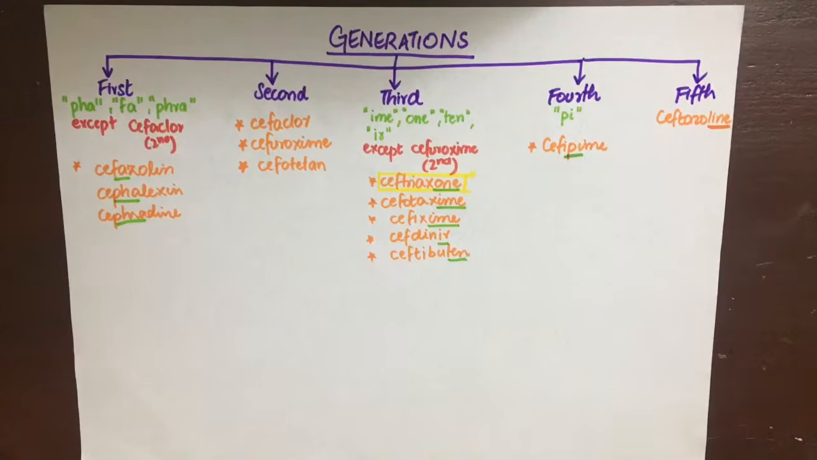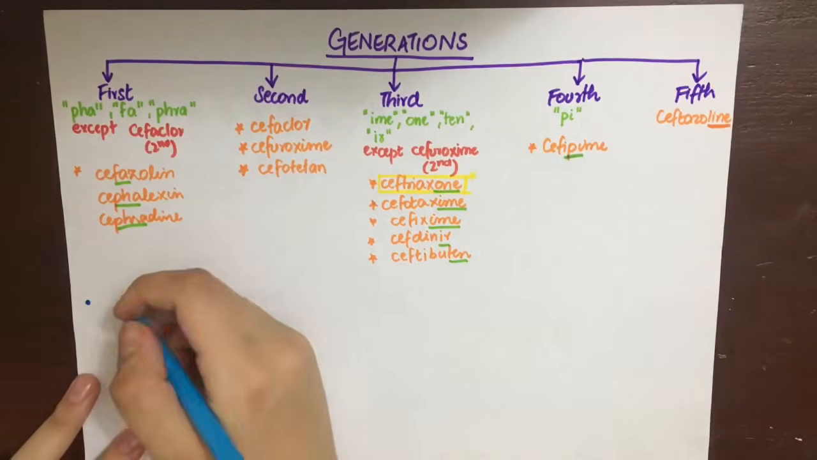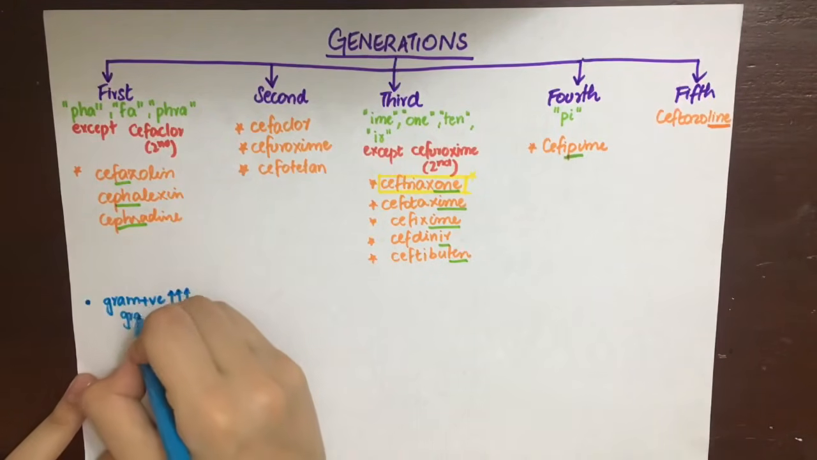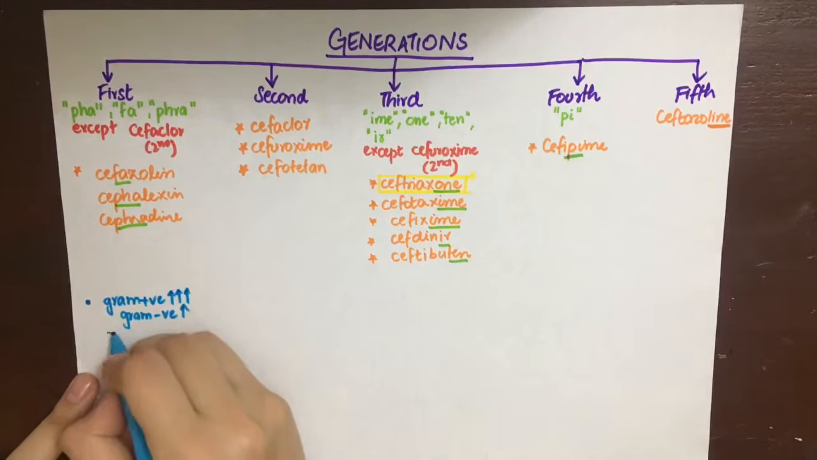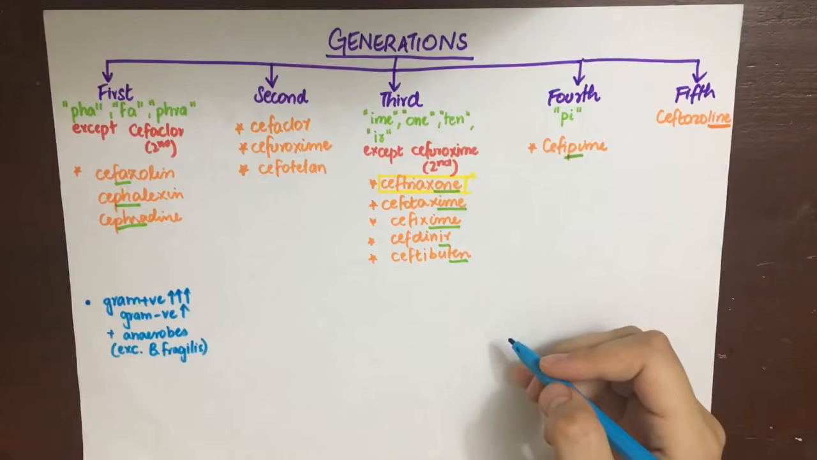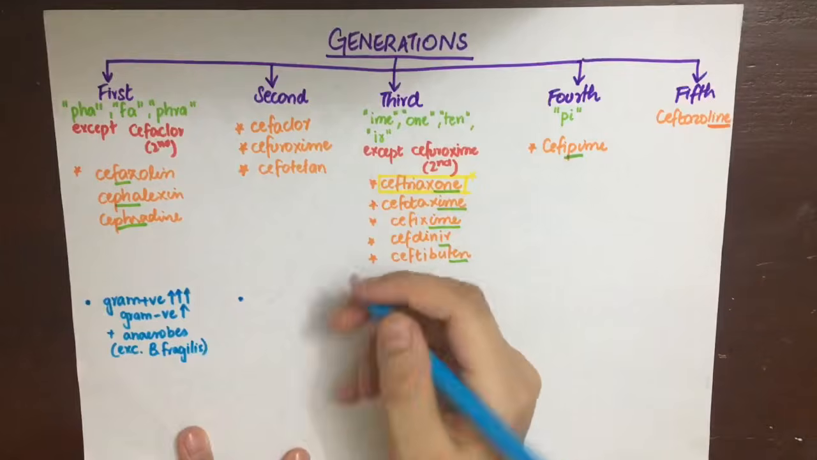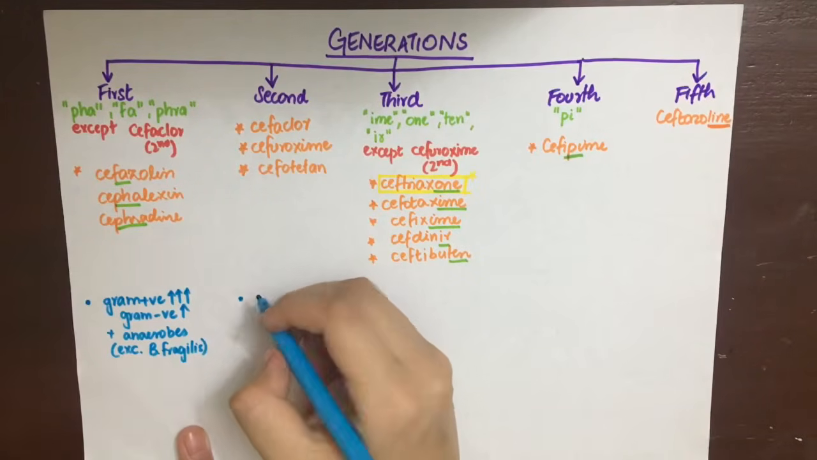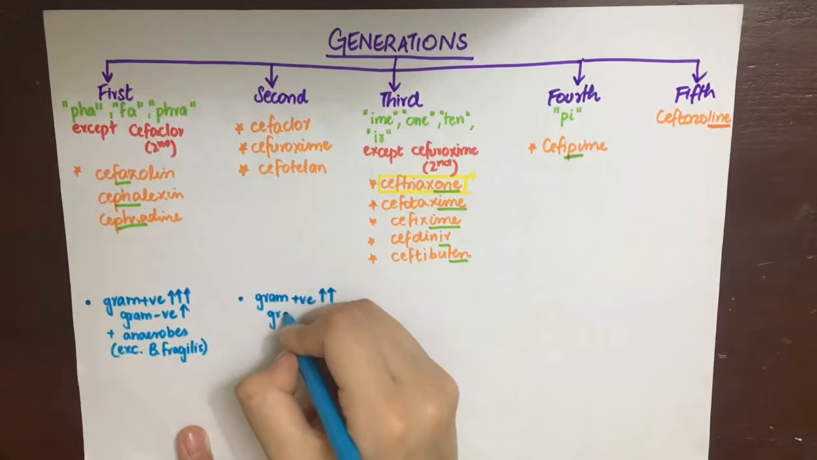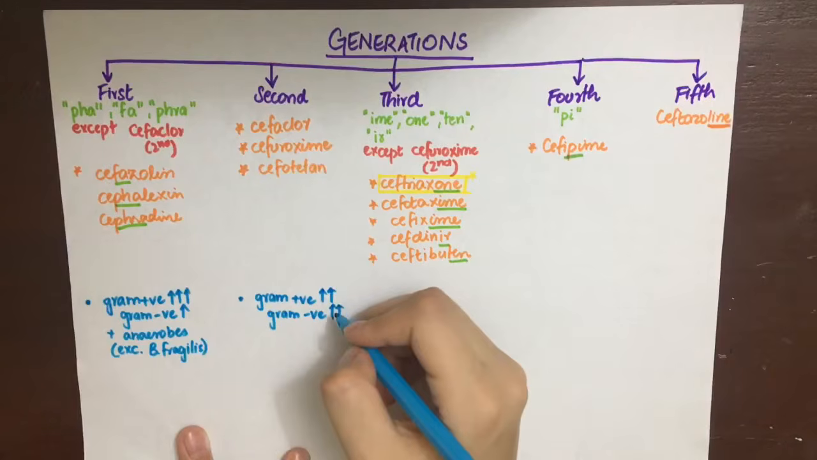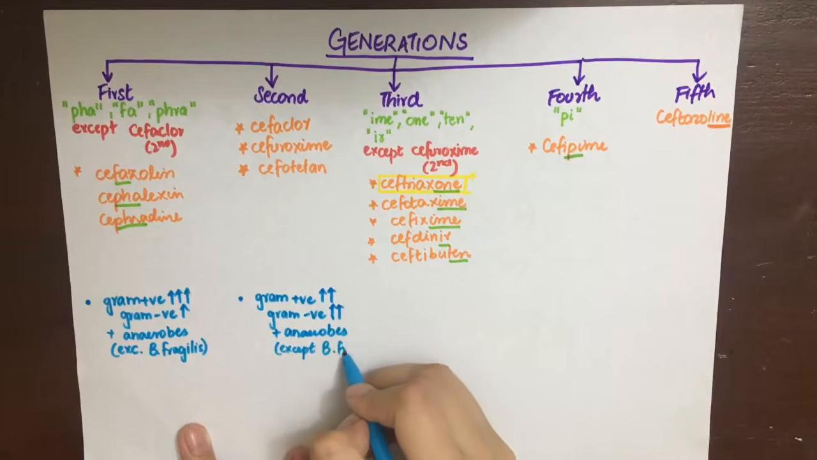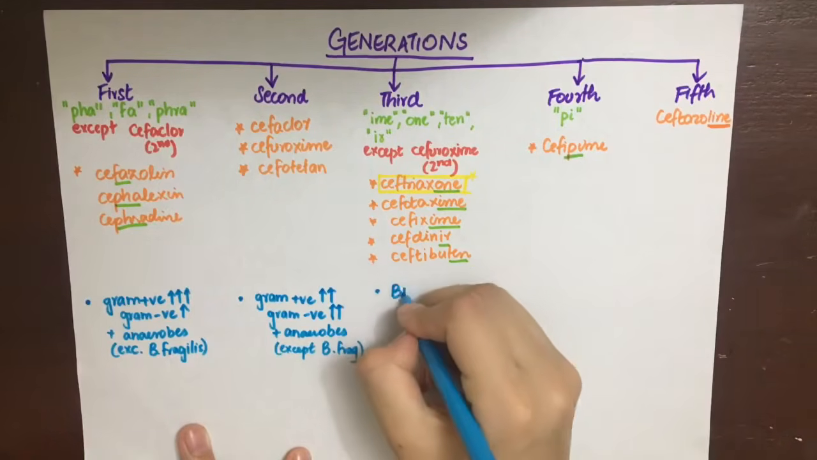Now coming to their action, that is which bacteria they are good against. Now as a general rule, just remember that the gram-positive activity will decrease as we go from the first to the fifth, while the gram-negative activity will increase as we go from first to fifth. So first generation will have immense gram-positive activity and also some gram-negative activity and activity against anaerobes except Bacteroides fragilis. The second one will have gram-positive and gram-negative, but you can see that the gram-negative activity is increasing and anaerobes except B. fragilis. The third generation is the broad spectrum, is the one with the broad spectrum.